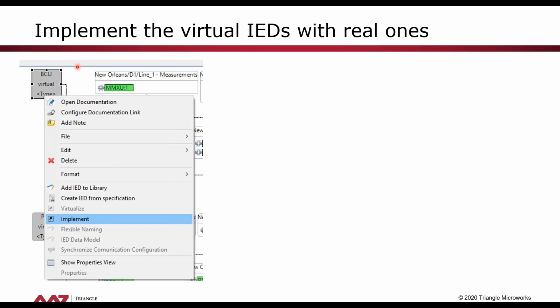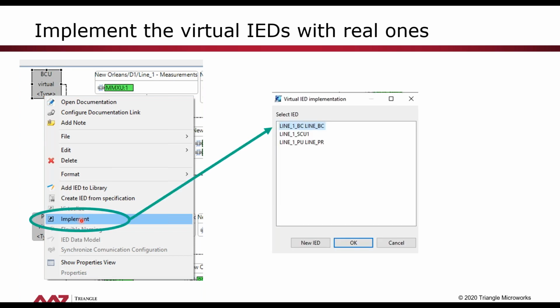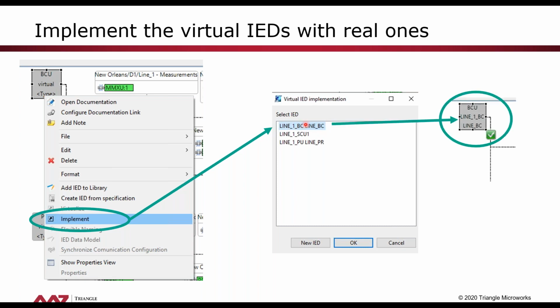So the first thing from our specification, we can right-click again here on our virtual device that we call bay control unit. We say we want to implement that, and then when we select implement, we get a list of the devices that are in our system that we created before, the real devices. And in that case, we say we want to implement that with line 1 bay controller. And if we click OK, we then have now not anymore an indication virtual.